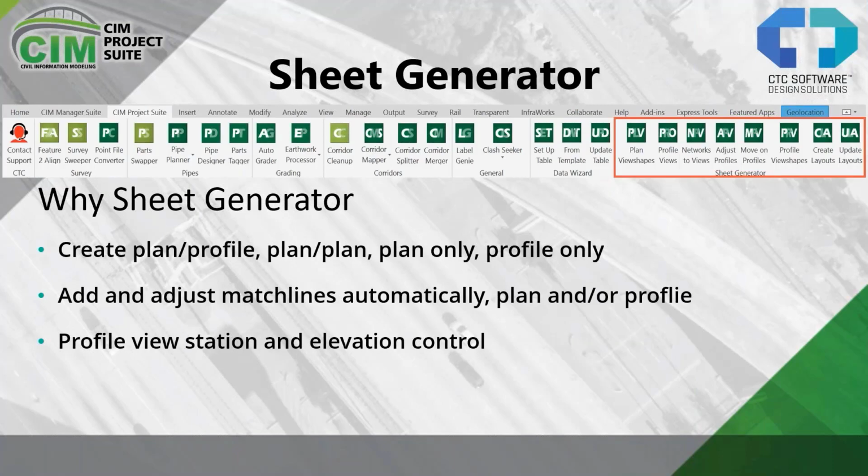With that, we can create plan and profile, plan and plan, plan only, profile only, just like you can natively. But we can add and adjust match lines automatically in plan and/or profile. And we have better profile view station and elevation control, which we kind of touched on in the last several, and we'll see that again a little bit today.